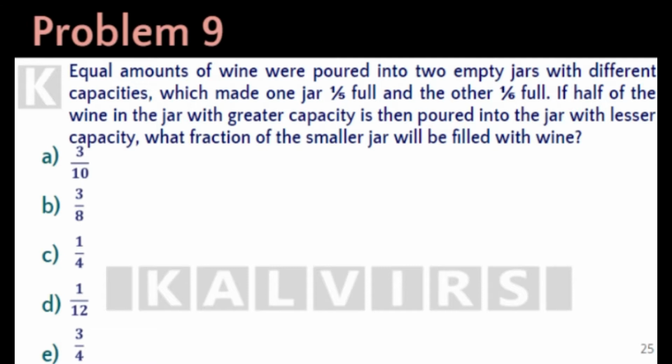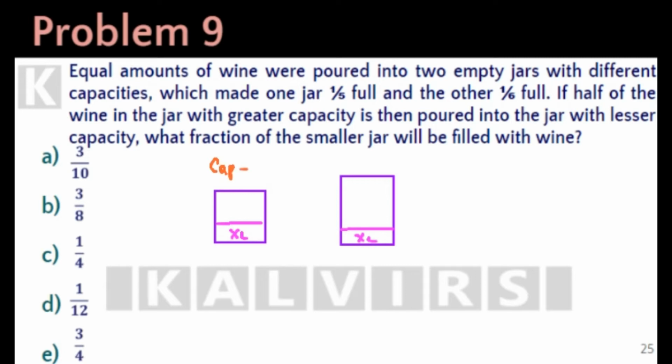So we have two jars of different capacities, but they have the same amount of wine. So let's suppose we have here X liters of wine. Also, we have here X liters of wine. Since the capacities are different, here the capacity will be 5 times X liters, since it's 1/5 full, and the other has a capacity of 6 times X liters, since it's 1/6 full.